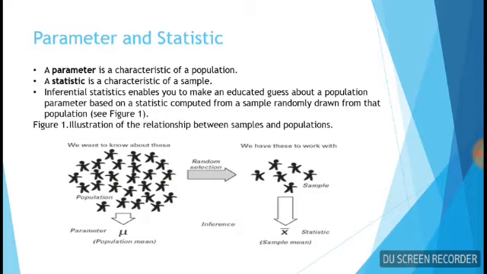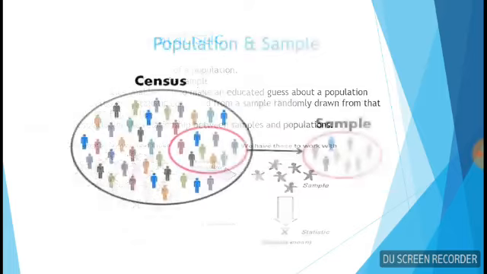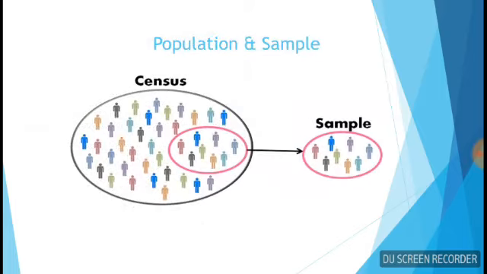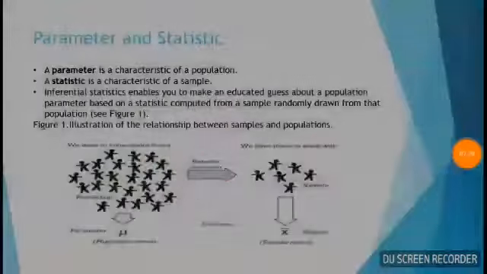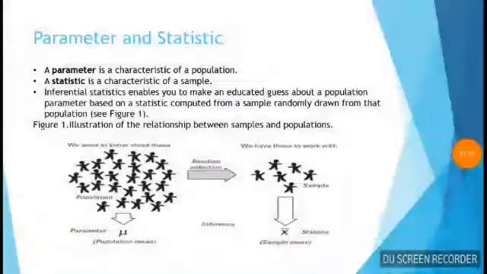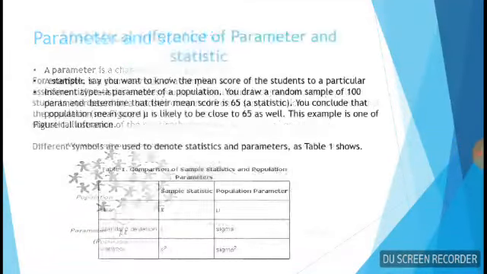Inferential statistics enable you to make an educated guess about a population parameter based on a statistic computed from a sample randomly drawn from that population. Figure 1 is an illustration of how the samples and population are represented. Population mean, or mu, is represented by this sign, and statistic is represented by this sign.